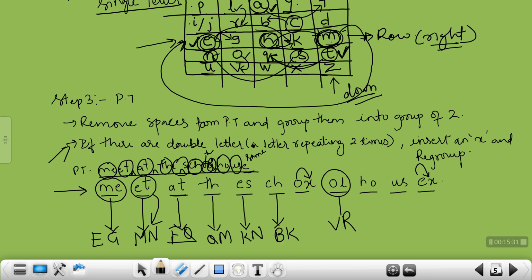Okay, OX. O is present over here, and X is present over here. So what am I going to choose now? S and V. OX is represented by S and V.